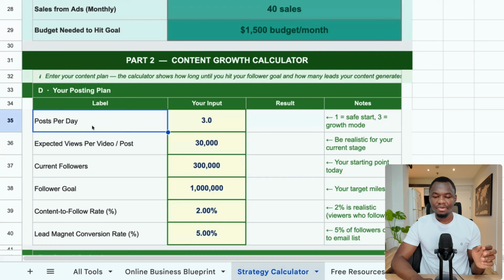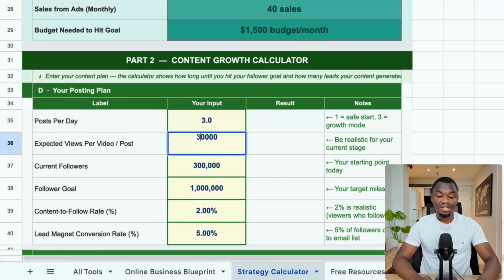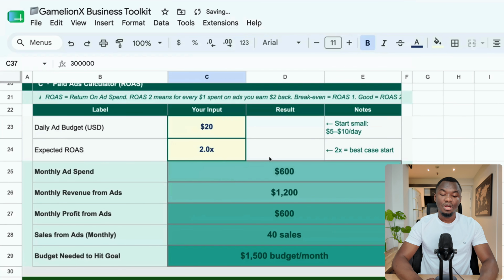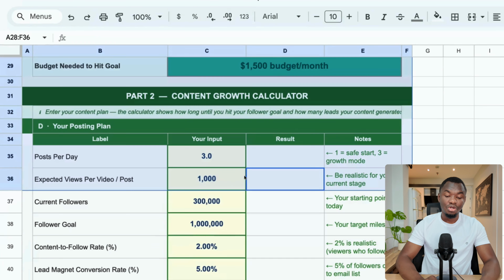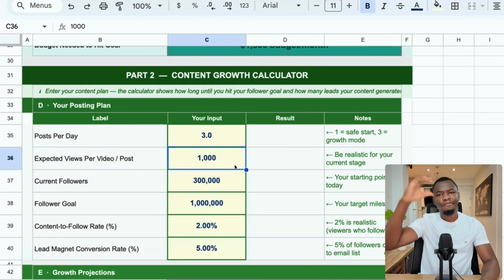So let's say on a daily basis, we're posting 3 times. One is a safe start, three is a growth mode. If you're posting 1 time a day, that is great. But if you're posting 3 times, that is growth mode. Now, the expected amount of views you're going to get, let's say you expect 10,000 views for every video or content you post. But if you're a complete beginner, let's just make this 1,000, okay? But 10,000 becomes quite realistic when you reach the 10,000 follower mark.